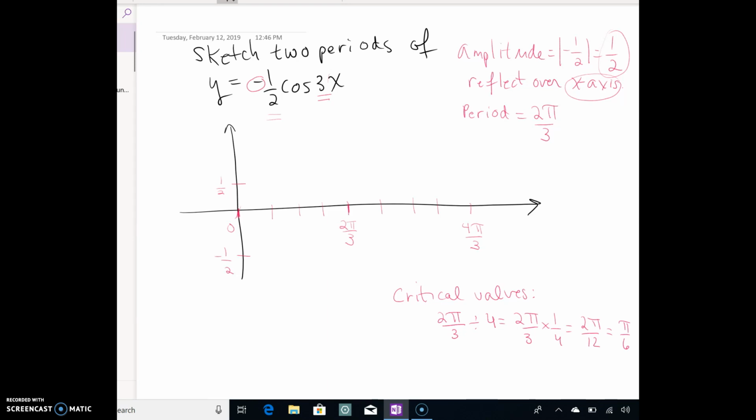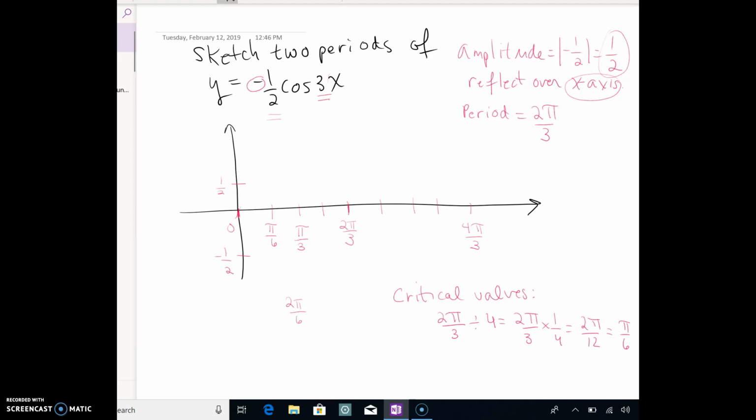So we're going to start over here at 0, and then we're going to add pi over 6 to it. So pi over 6. And then we're going to start at pi over 6 and add pi over 6 to that again. We get 2 pi over 6. If we reduce that, 2 goes into 6 3 times, we have pi over 3. Or 2 pi over 6. So I'll write that on here.